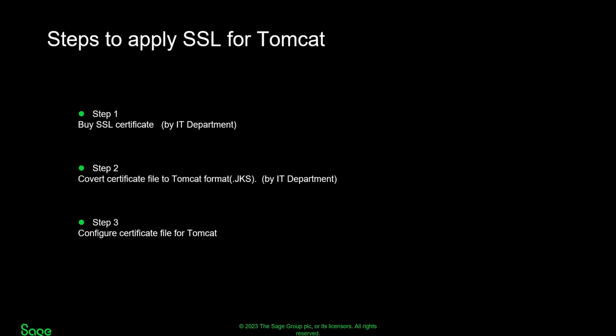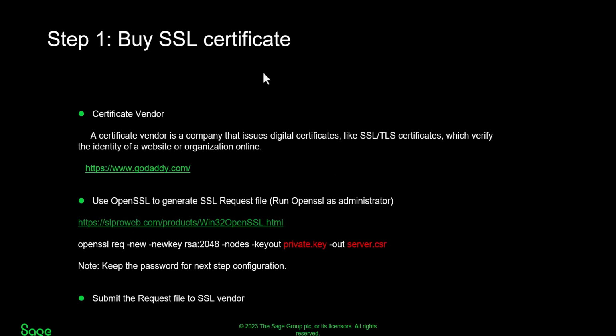The first step and the second step, if you are lucky, can be done by the client's IT department. You only need to do the third step to configure the GKS file for the Tomcat. If not, don't worry, I will still cover step 1 and step 2 in this video. We can start from the first step.